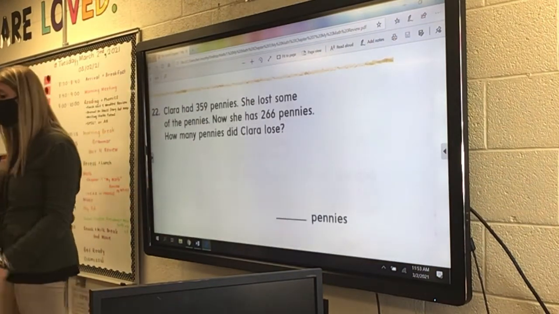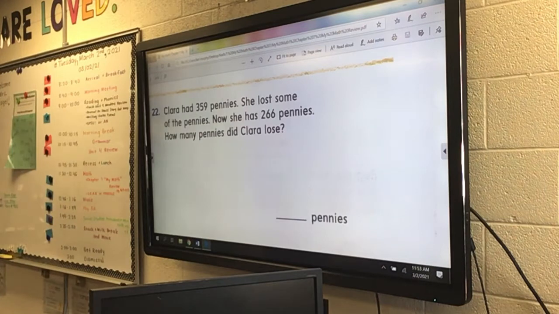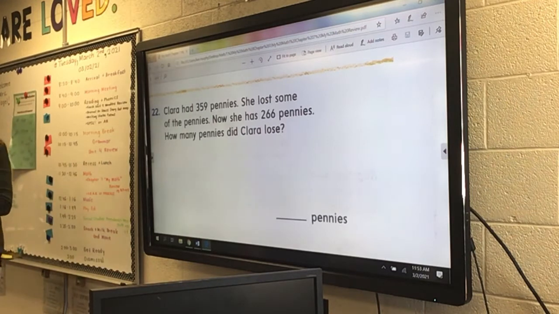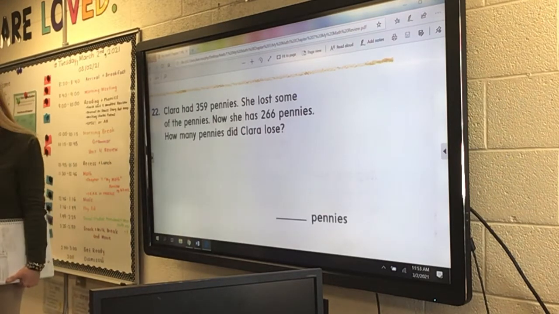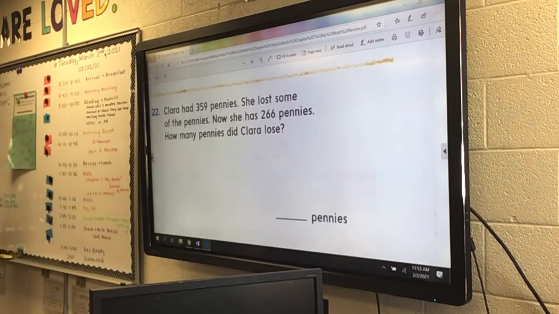This one, number 22, says Clara had 359 pennies. She lost some of the pennies. Now she has 266 pennies. How many pennies did Clara lose? All right, so how are we going to figure this out? What do you think? I'll draw a stick.